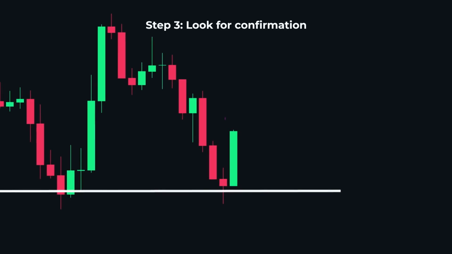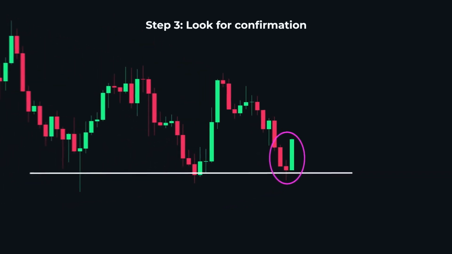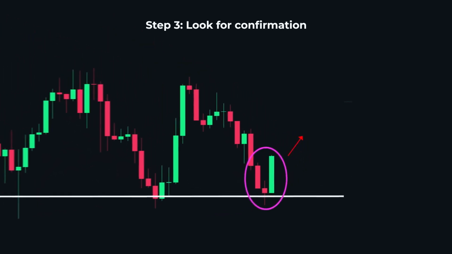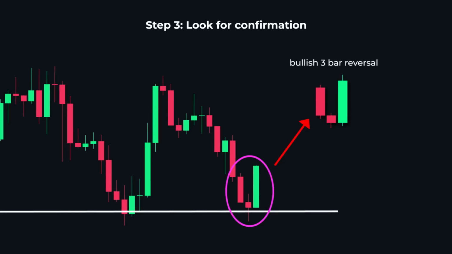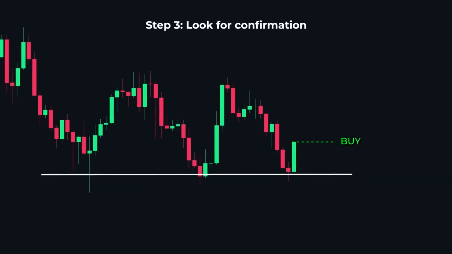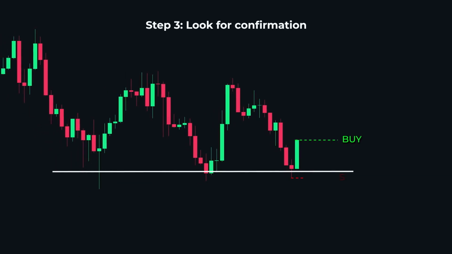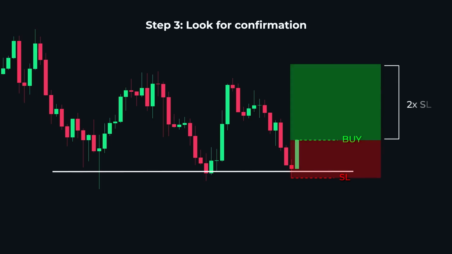In this example, we see a large red candle, followed by a smaller red candle, and then a large green candle, which closes above the body of the first candle. If you remember from the patterns we've learned, this matches the characteristics of a bullish 3-bar reversal pattern, suggesting that the price may reverse to the upside. You can enter a buy position at the high of the third candle, place a stop loss at the low of the second candle, and set a take-profit target at twice the size of the stop loss. As you can see, after our entry, the price moved up, hitting our take-profit target.